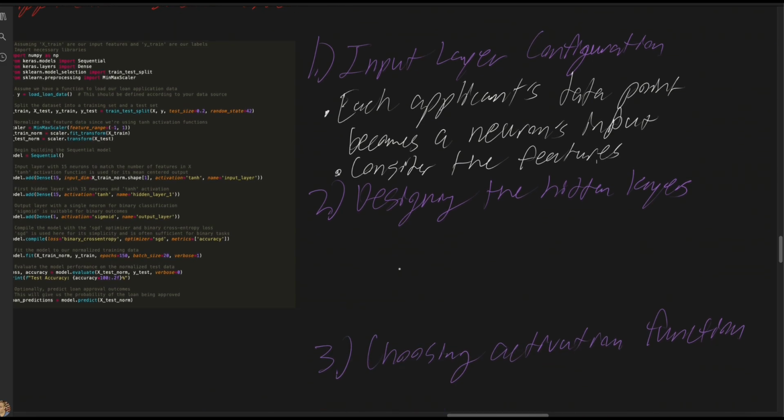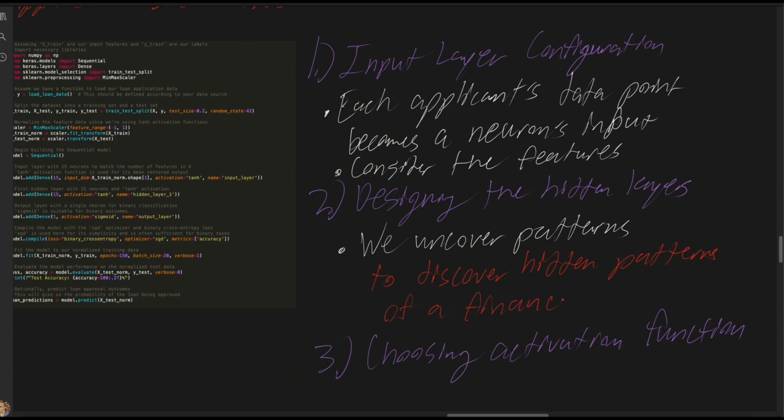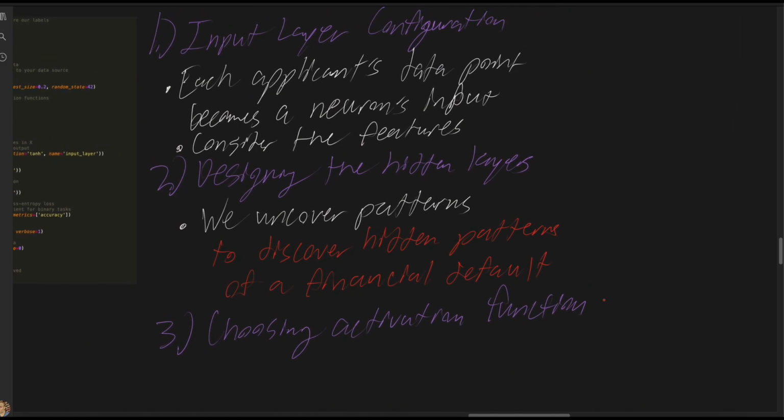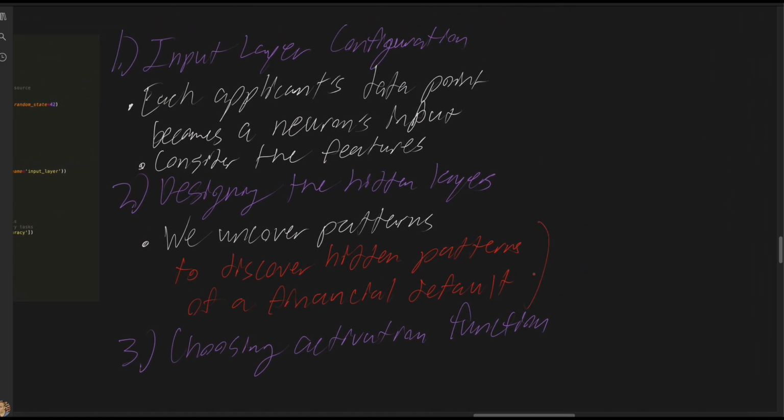Then when we design the hidden layers, we structure the hidden layer to uncover financial patterns that might indicate a risk or default. So we uncover patterns to discover hidden patterns of a financial default. And the complexity here is tied with the range of financial behaviors and what we want to capture, so tied in with the features.